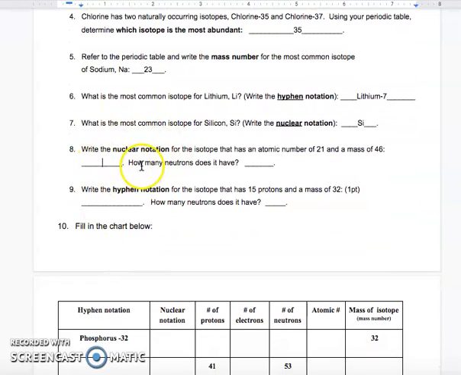Same with 8, nuclear notation, for the isotope that has an atomic number of 21 and a mass of 46. If you go find atomic number 21, it is scandium, which is Sc. Then I just have to take these two numbers, put 46 on top and 21 on bottom. How many neutrons does it have? Remember, my number of neutrons I can figure out by doing the mass minus the atomic number, because this is also the number of protons that I have. So 46 minus 21, you get 25. So that is my number of neutrons.